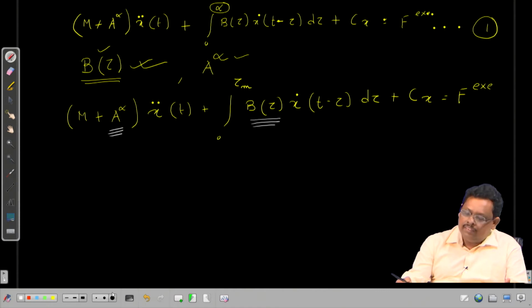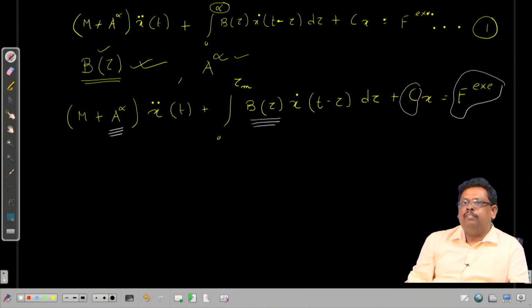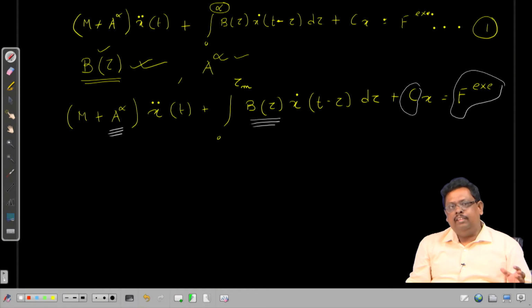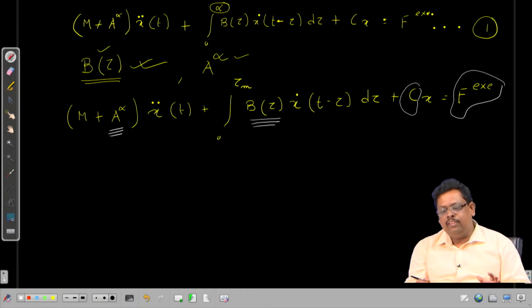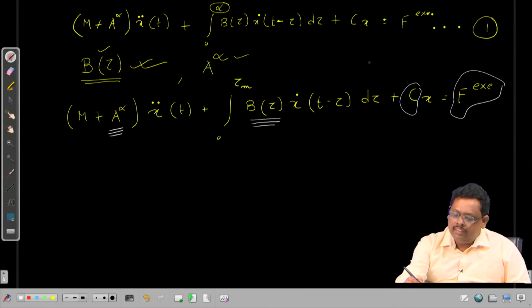What are those parameters? One parameter is C, and another very important parameter is f of exciting force. All of this is required before we solve this equation of motion. I have to have all this data before we start solving the equation of motion. Let me call this equation 2.